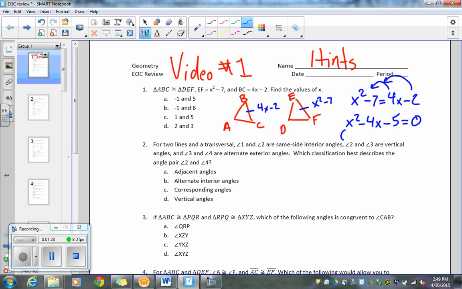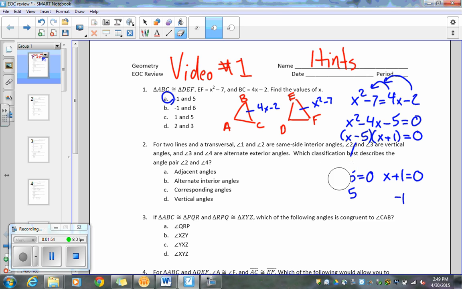I have to break that up, which means I have to factor it. What multiplies to get negative 5 and adds to get negative 4? That's my combination. I'm not done. I take each of these and set them equal to 0. So x minus 5 is equal to 0, and then x plus 1 is equal to 0. My answer is going to be positive 5, negative 1. There you go for A. Feel free to pause the video as I'm going through this.